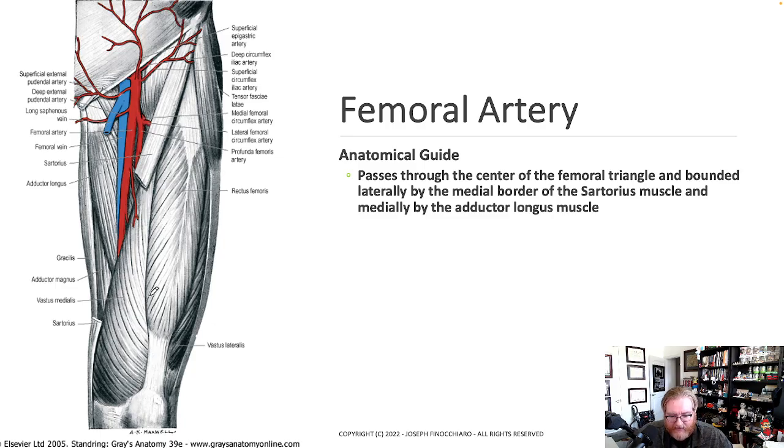The anatomical guide for the femoral artery. It passes through the center of the femoral triangle and is bounded laterally by the medial border of the sartorius muscle and medially by the adductor longus. All you have to remember is here is your adductor longus.